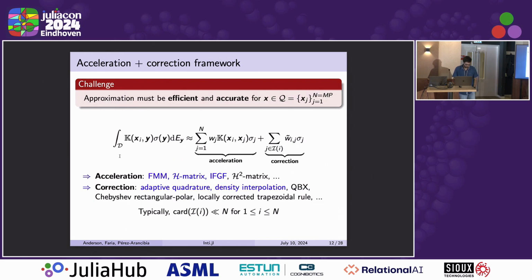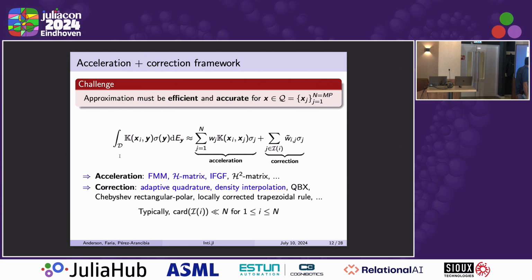So I'll come back to the challenges, and I think this explains a bit of the structure of the package. I'm not going too much into the usage of the package, I think the documentation is for that. I'm trying to give the conceptual design here. So we need to approximate objects of this type, okay? And these approximations need to be efficient and accurate.